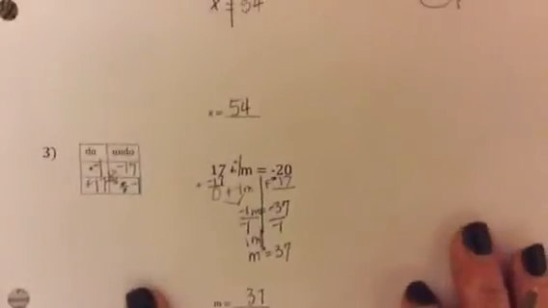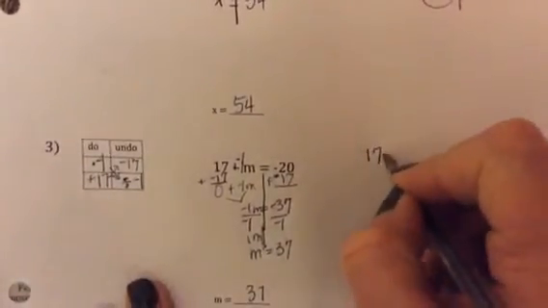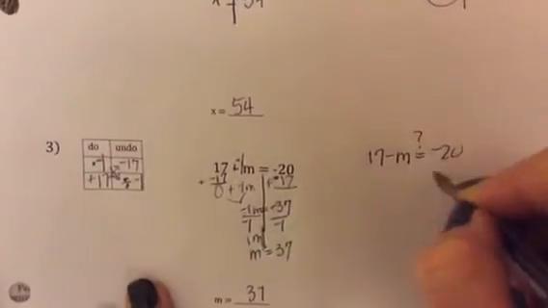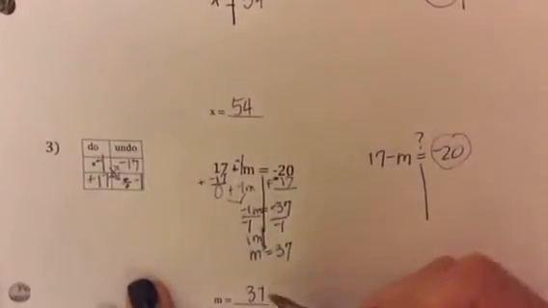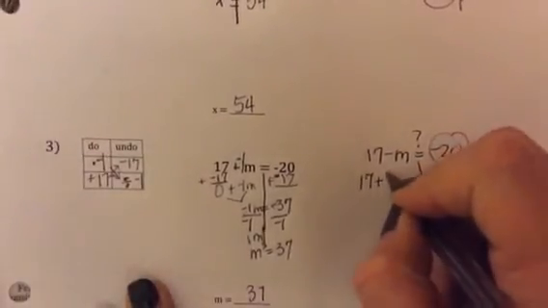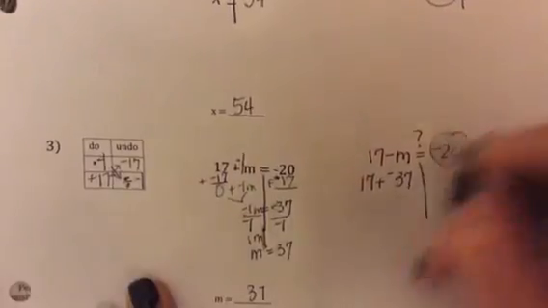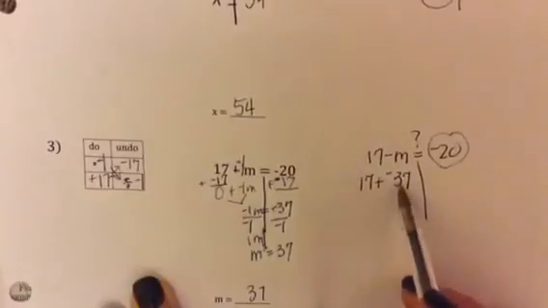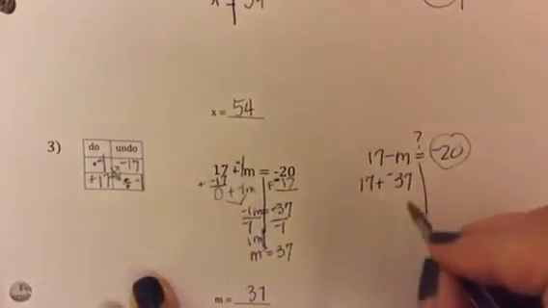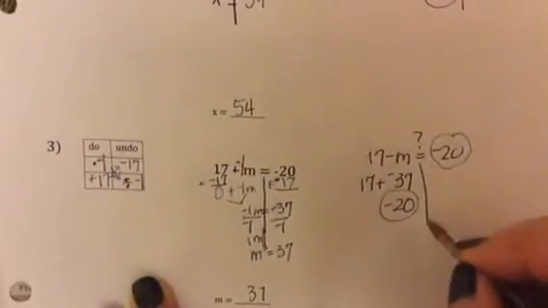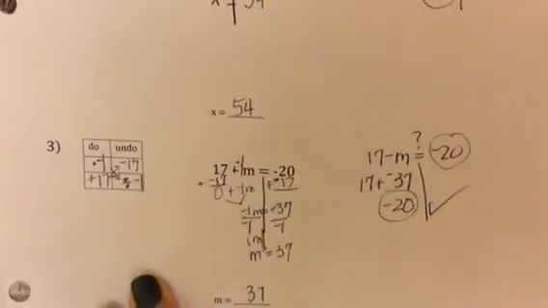So let's go check it. We say that 17 minus m equals, question mark, negative 20. Does it? Let's see. So this side's negative 20. We're going to put in 37. Since that second number is bigger, I'm going to change it to plus a negative 37. So if we take these positives, combine them with 17 of these negatives, then there's 20 negatives left. So balance. Check.